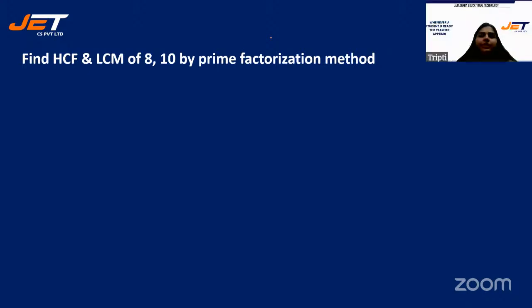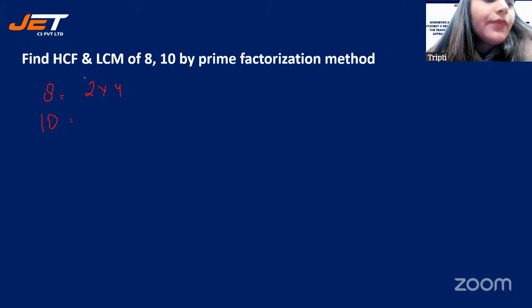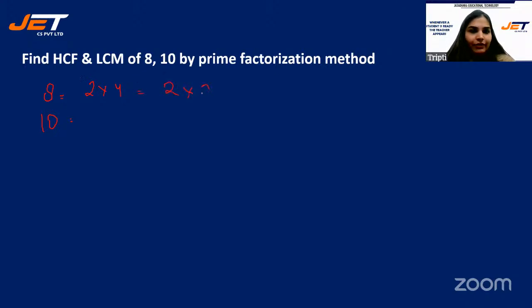Okay, so if I am finding the HCF and LCM of 8 and 10 by the prime factorization method, let's find the prime factorization of 8 and 10 here. 2 times 4 is 8, but I cannot take 4 because it's not a prime number. We are doing the prime factorization method. So here, 2 times 2 times 2. After that, 10 is 2 times 5.